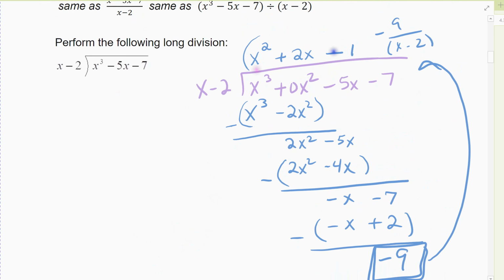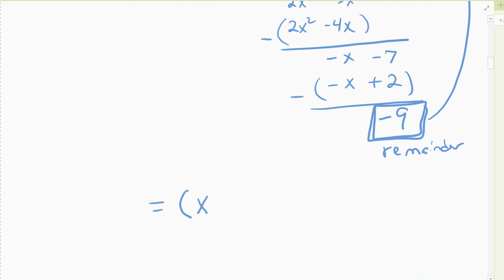And so my answer, I'll see it all, is this leading term, this term up here, x squared plus 2x minus 1. And then I've got a negative 9 divided by x minus 2. That's the remainder part, right? I was left with a negative 9. Now you can either do it as a plus or a minus. You can do it either way. So plus a negative 9 or write it as the minus. Again, either way is fine.